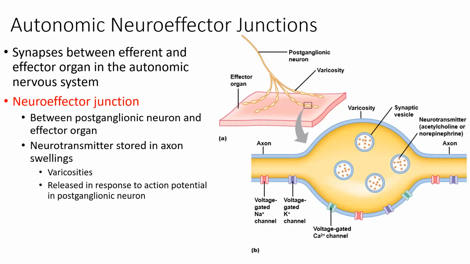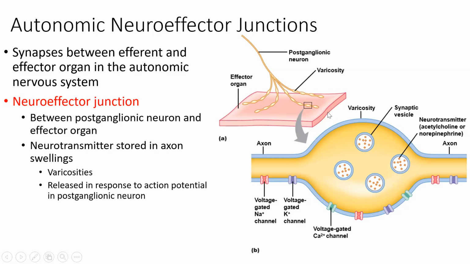junction. So this is the synapse between our postganglionic neuron and the effector tissue in question. So it's also a synapse. So we're going to see a lot of the same events that we talked about at a traditional synapse occurring here as well.